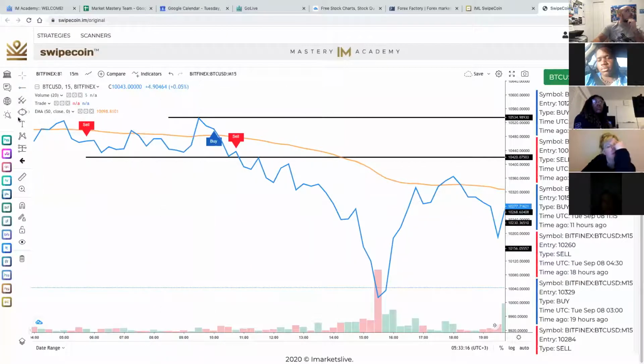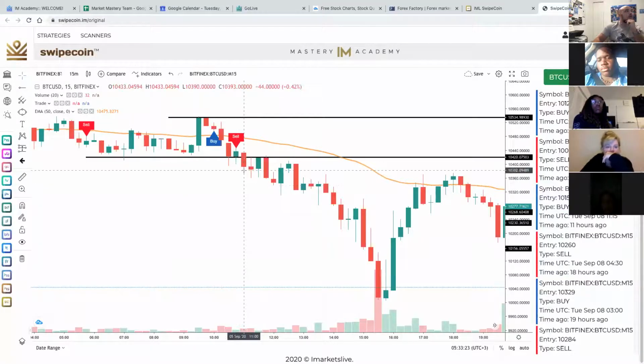We're going to wait for price to break out of this area. Okay. Go back to candles, that's how I like to do it. Where does price break out? It breaks out right here.